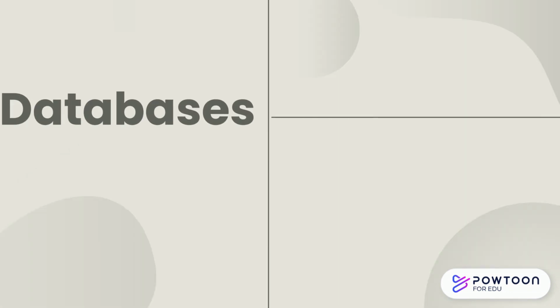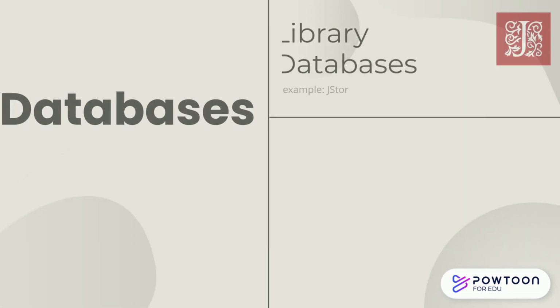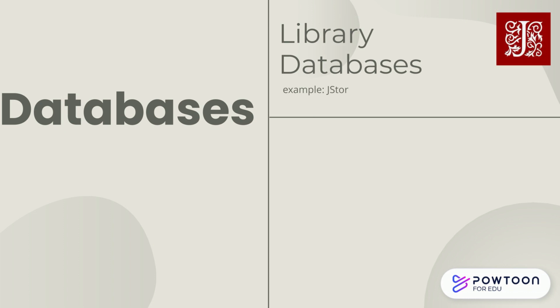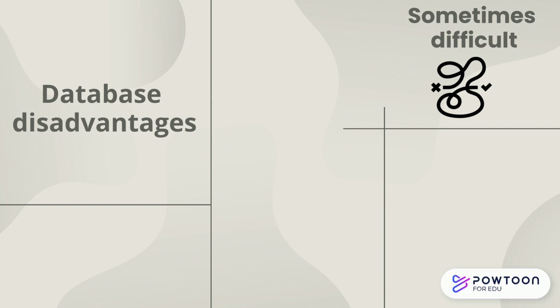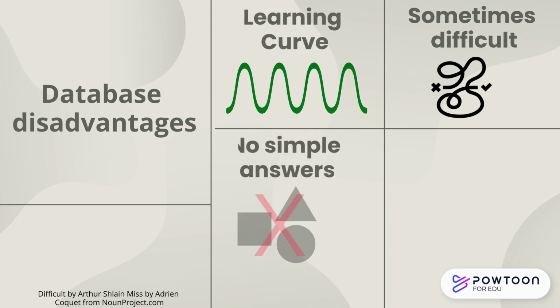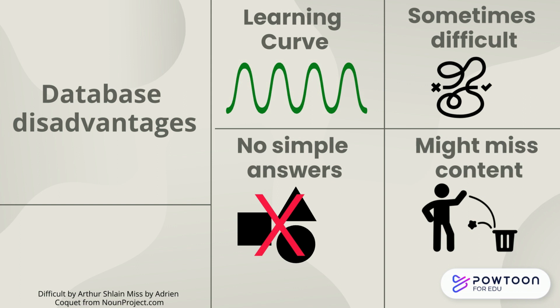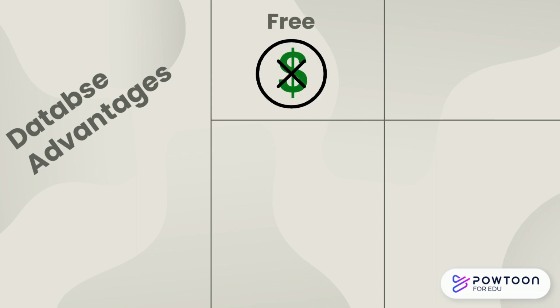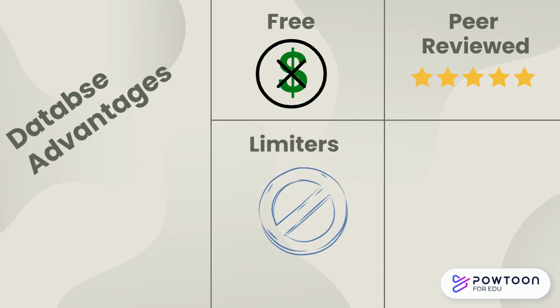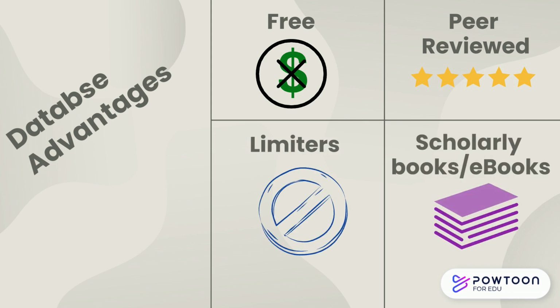There are two different types of databases. The first are ones the library pays for access to, and the second are open access databases like Google Scholar. While sometimes it might be difficult to find the research you need, as databases have a learning curve, contain no simple answers, and it's easy to miss content, it is important to take the time to learn how to use them. Overwhelmingly, databases are the better option for finding research for your academic papers. They contain free, peer-reviewed articles, useful limiters, and free scholarly ebooks and books.